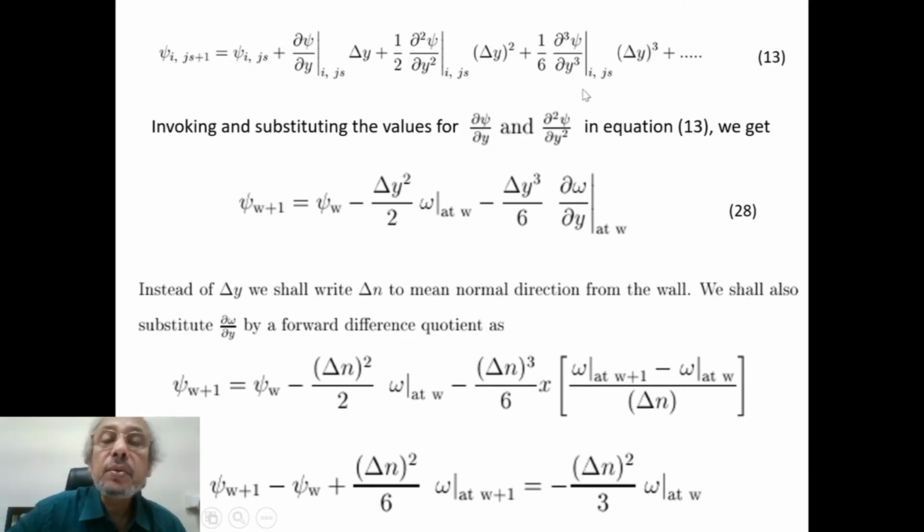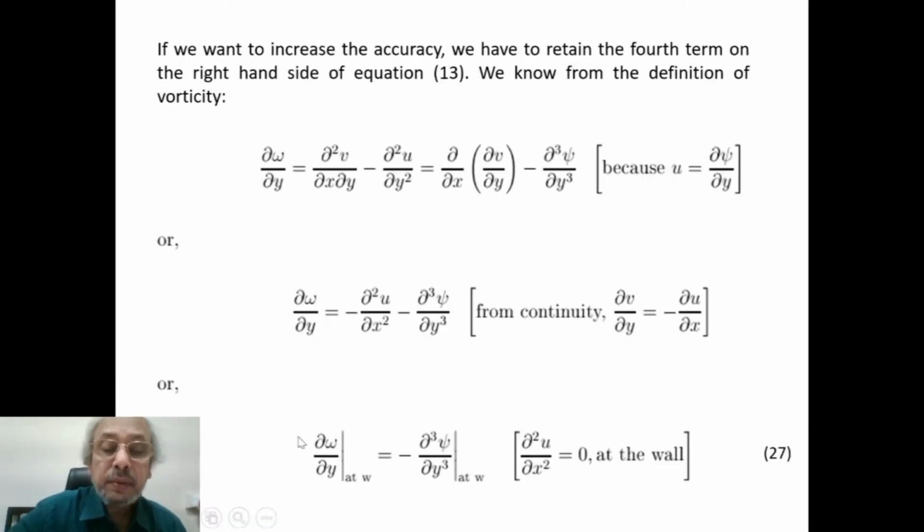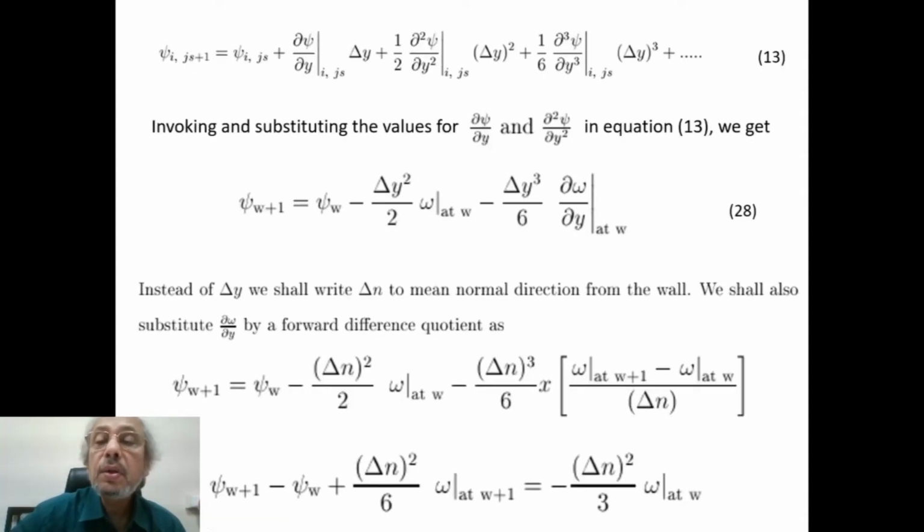Now in this equation, clearly del psi del y is the u velocity, and the u velocity is 0. We can set this directly to 0. And del 2 psi del y 2, if you recall, we substituted for omega in our last lecture. So we will do that. And here del 3 psi del y 3, going back by one slide, from the previous slide, is nothing but minus del omega del y. So we'll substitute this by del omega del y.